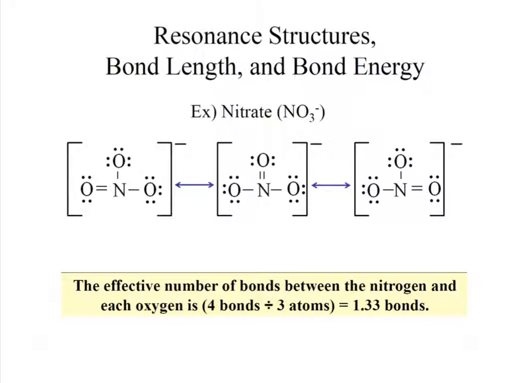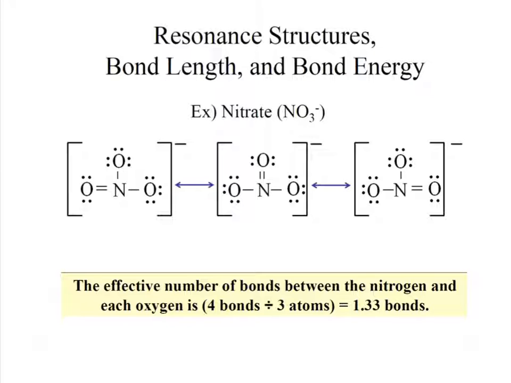Here's one for nitrate. It really exists as a hybrid between all these three structures. You need to be able to determine the effective number of bonds between elements in a structure and use this to explain why the bonds are all the same length. And this is a very common question on the AP exam.